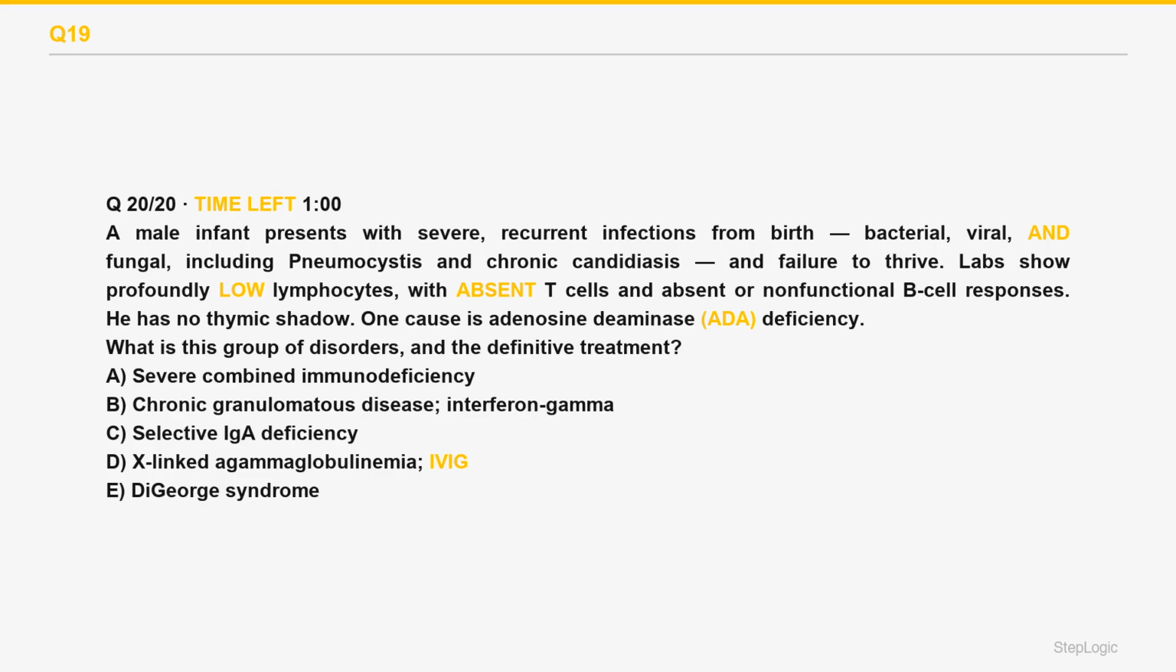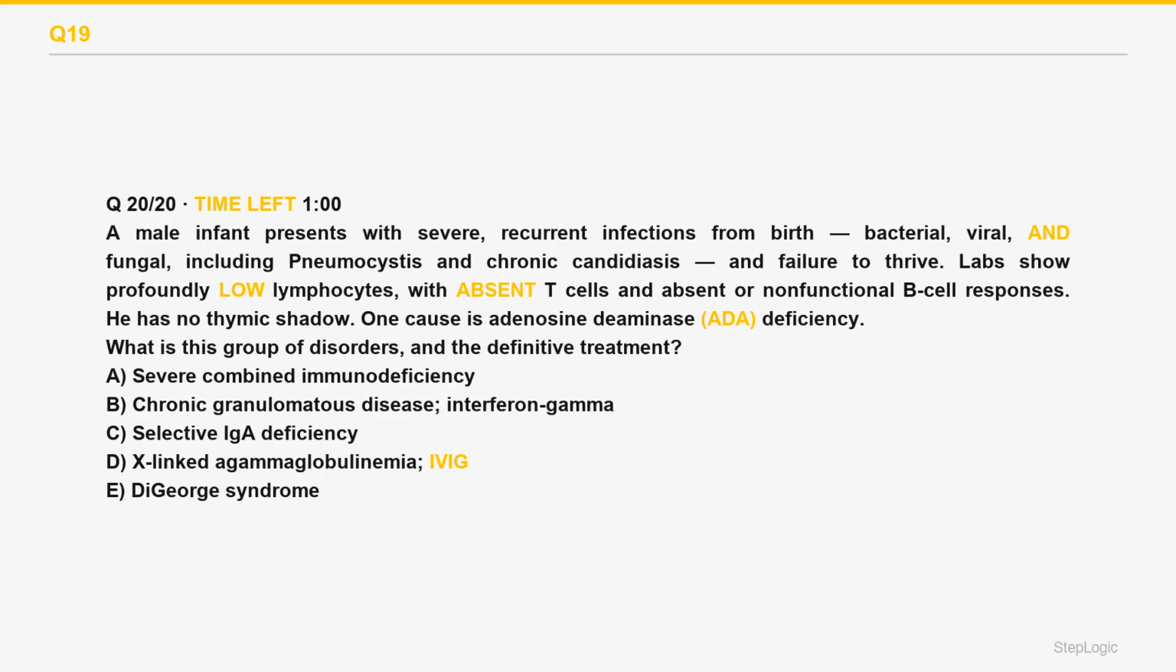What is this group of disorders and the definitive treatment? A male infant presents with severe recurrent infections from birth, bacterial, viral, and fungal, including pneumocystis and chronic candidiasis, and failure to thrive. Labs show profoundly low lymphocytes with absent T cells and absent or non-functional B cell responses. He has no thymic shadow. One cause is adenosine deaminase, ADA, deficiency.